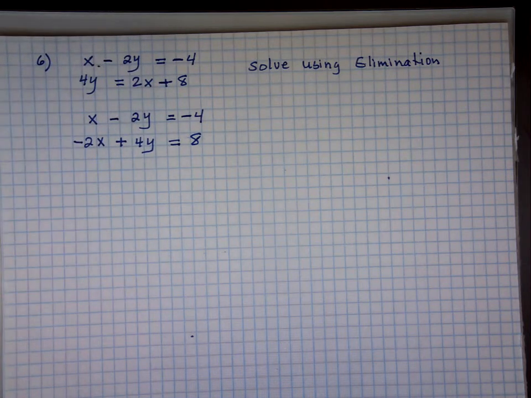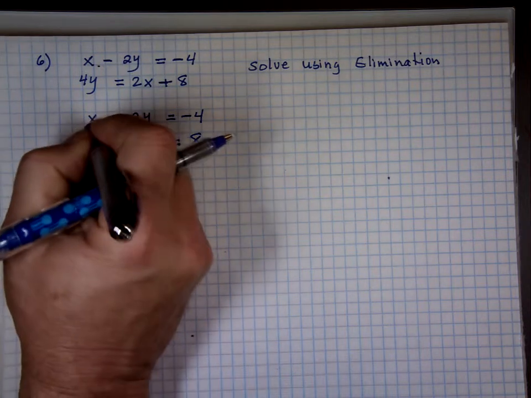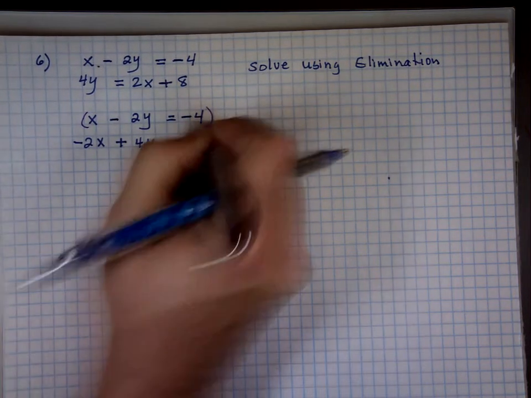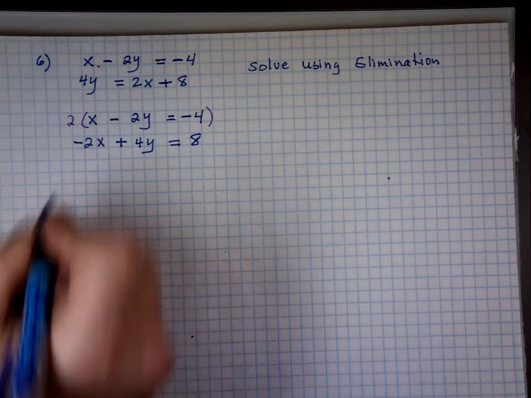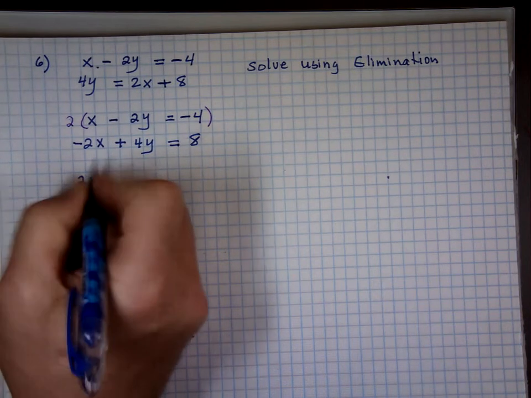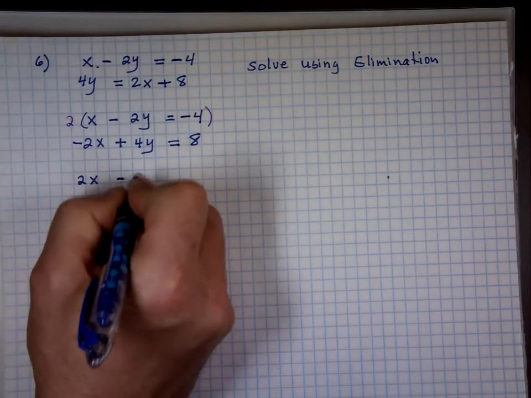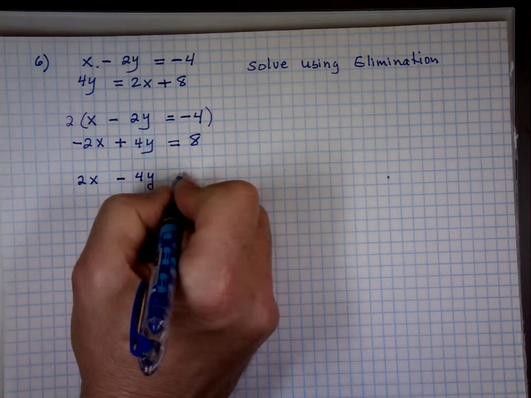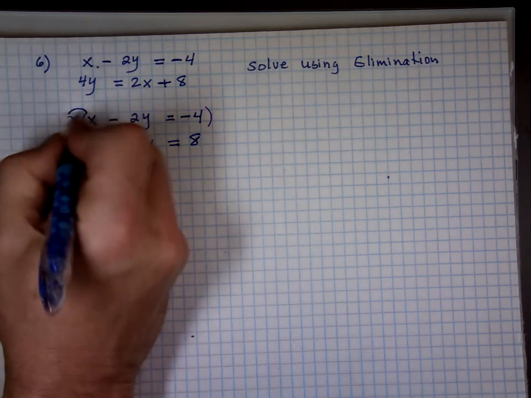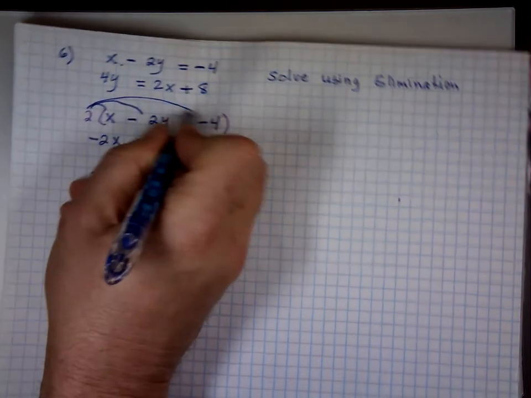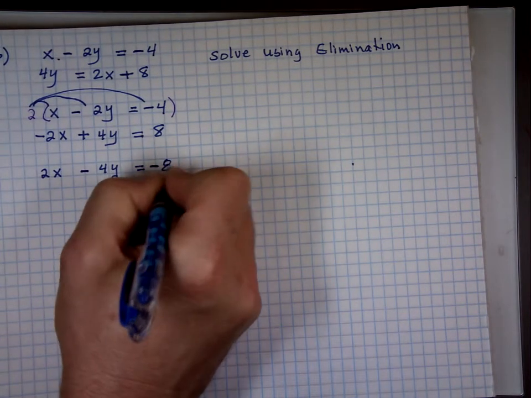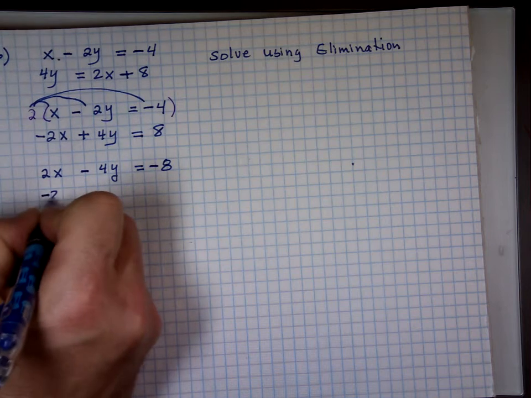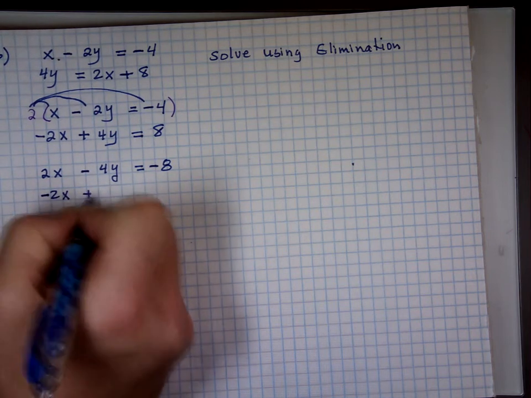But if I multiply the top equation by what? 2. By 2? Why'd you pick 2? Because it's negative 2y. Well, it's going to cancel both out. You'll see that. I just didn't know if you were thinking about the y or the x. Notice you're going to multiply everything by 2. That would be what? Negative 8. And this is negative 2x plus 4y equals the 8.